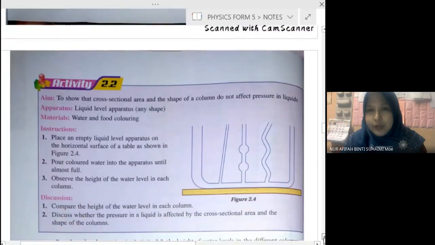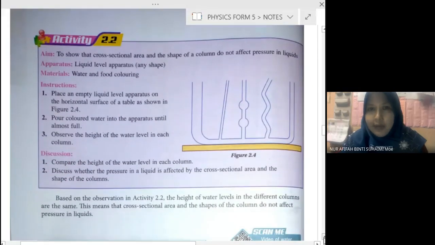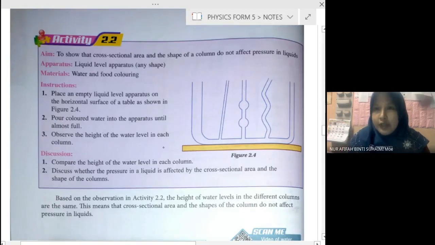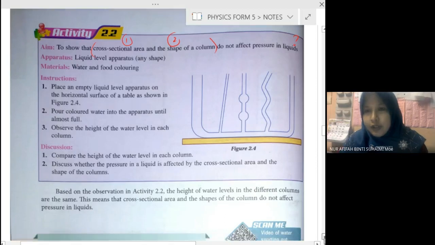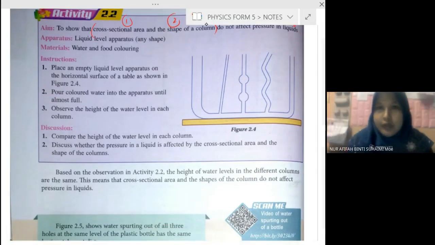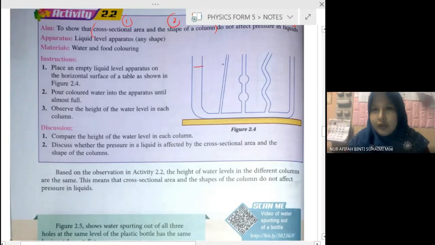Okay, now this one we have a different shape and different area. The cross-sectional area and the shape of a column affect the pressure in liquid. Okay. How do cross-sectional area and shape affect the pressure in liquid? Okay, the answer is no. Once you put a liquid into this apparatus, the level of water becomes the same. Same level of water.